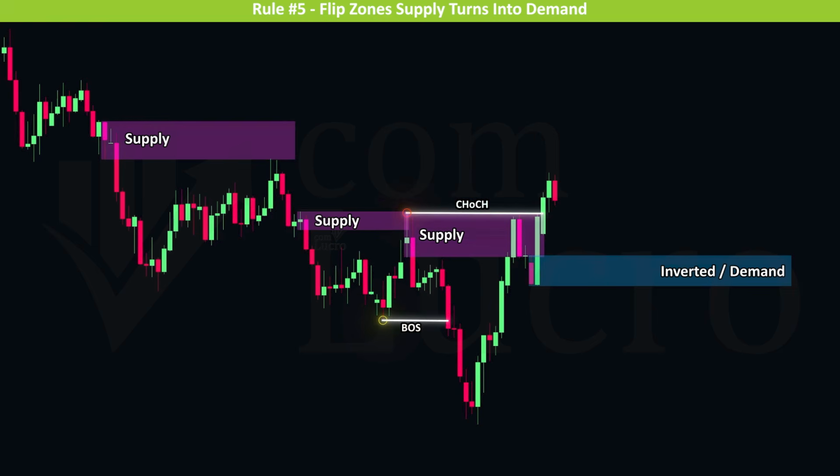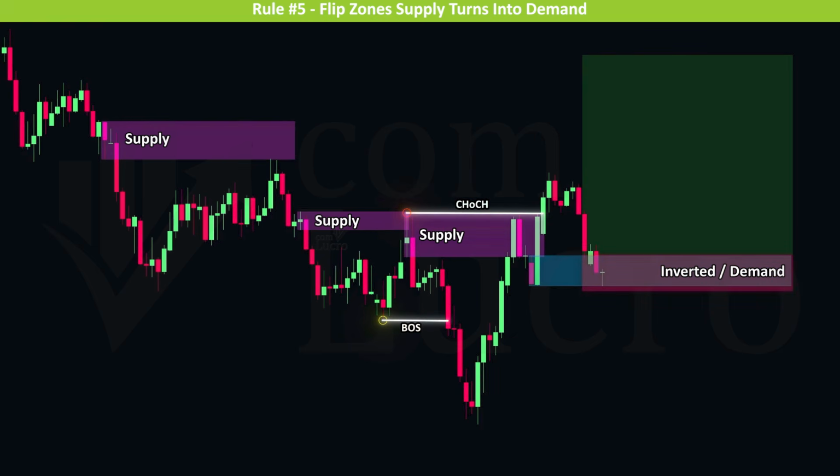The key takeaway is to mark this area. If price returns to the zone and shows confirmation, it becomes a strong level to look for long trades. Patience matters here. Wait for a clear failure of supply and visible strength from demand.